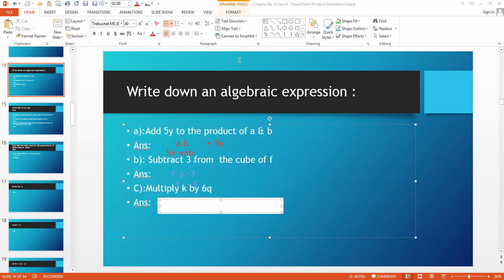Multiply k by 6q. So 6q is multiplying with k. So it becomes 6qk, or you can write 6kq. Both are the same thing. Okay, so we move towards the next question.